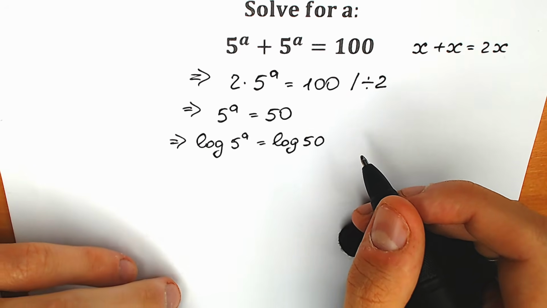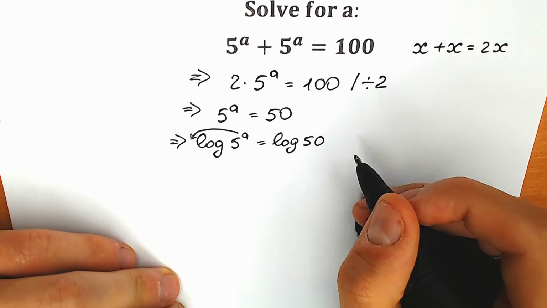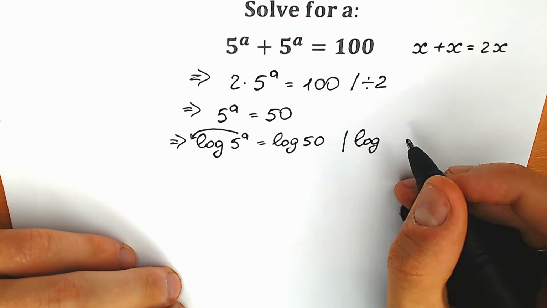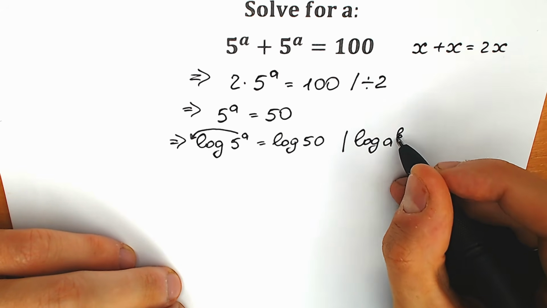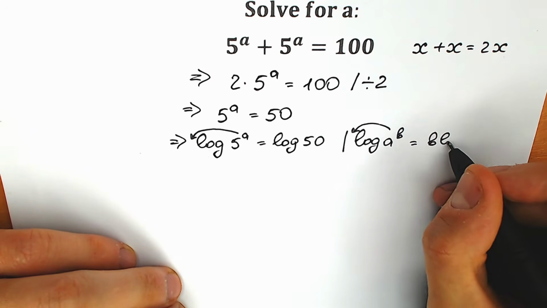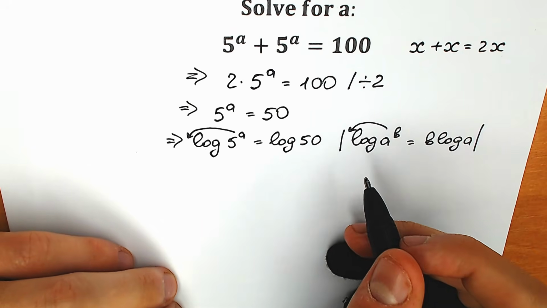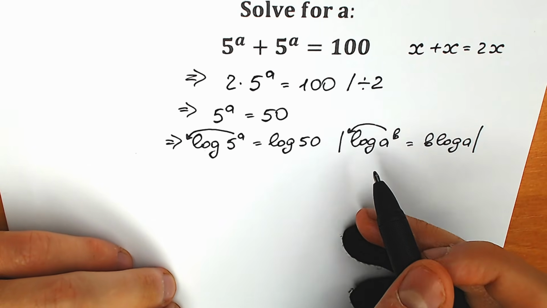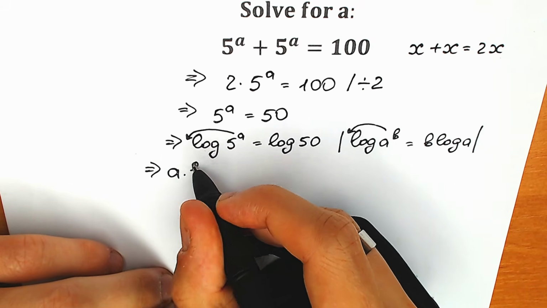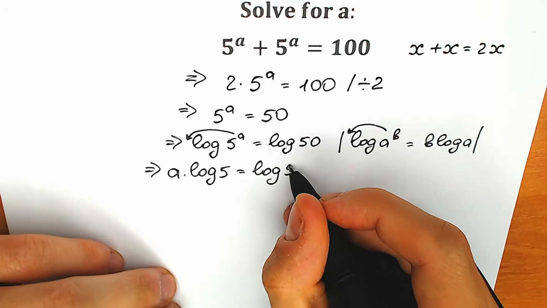In terms of this property, this a will come down right here, because in terms of log there's a really interesting property. When you have log of a to the power b, this b we can easily write in front, so we will have b log a. I really hope you know this rule. Maybe this is the most popular log property and the most popular log rule nowadays. As a result, we have a times log 5 equal to log 50.